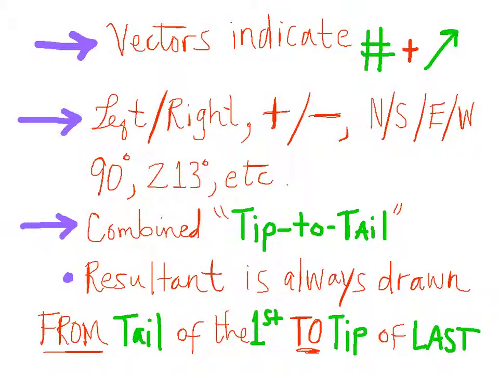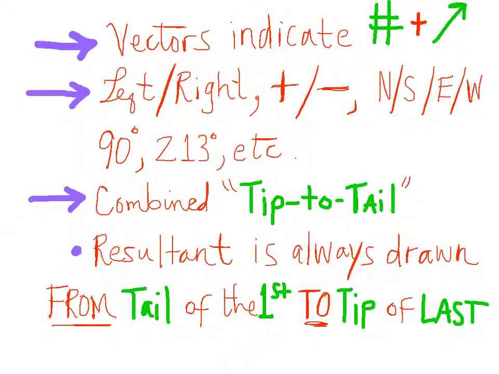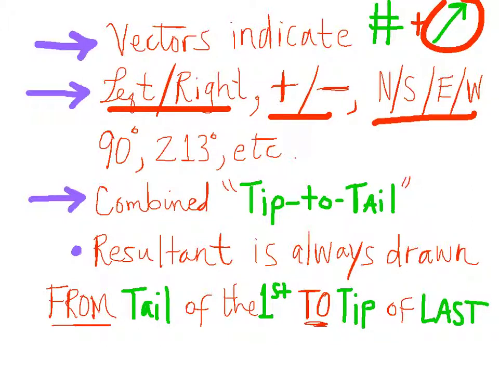This direction could be indicated by a multitude of things. It could be left, right, up, and down. It could be positive and negative. It could be north, south, east, west. It could be, if you were thinking of an X, Y coordinate system, a certain number of degrees from north, or maybe a certain number of degrees from south. So you could have degrees as a direction.